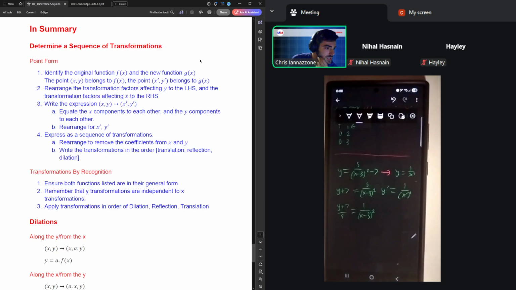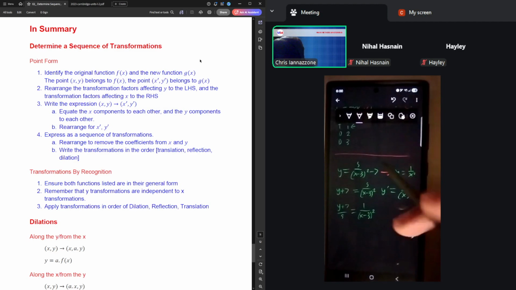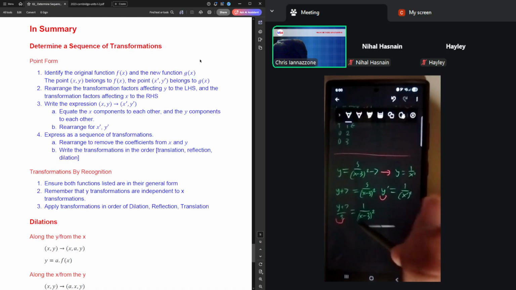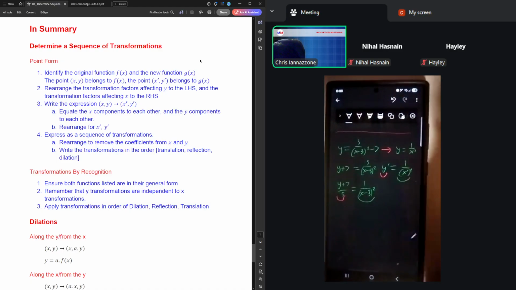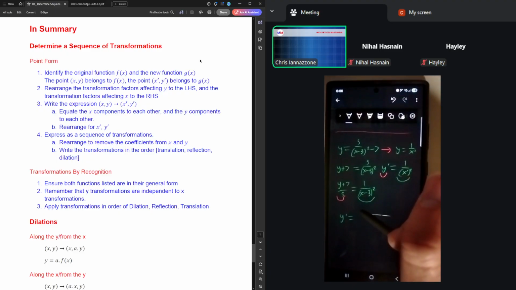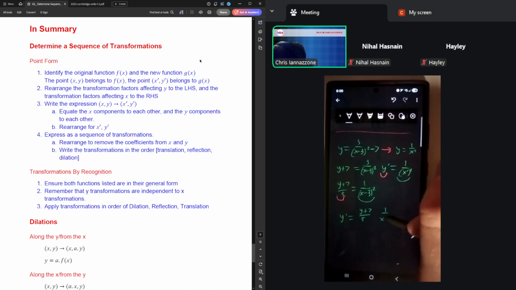Step 3 is getting the x's with each other and the y's with each other, or in other words, the left-hand sides of the equations together and the right-hand sides of the equations together. That one's going to be a bit to try and type out, so maybe I'll just do that one quickly. So basically, red pairs with red, green pairs with green. Left-hand sides equal each other, right-hand sides equal each other. Y dash equals y plus 7 on 5, and 1 over x dash squared is equal to 1 over x take 3 all squared.